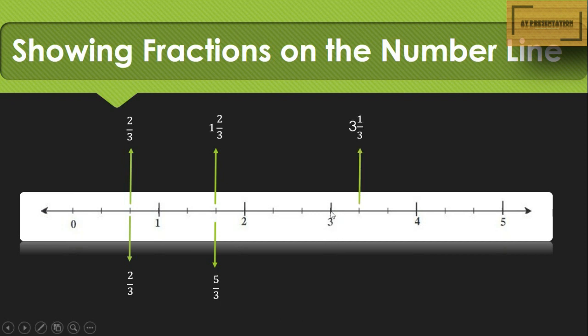Here 3 is the complete number and the arrow is on the mark 1. So the numerator is 1 and the denominator is 3. In improper fraction, at this place the mark is 10: 1, 2, 3, 4, 5, 6, 7, 8, 9, 10. So the numerator is 10 and the denominator is 3.